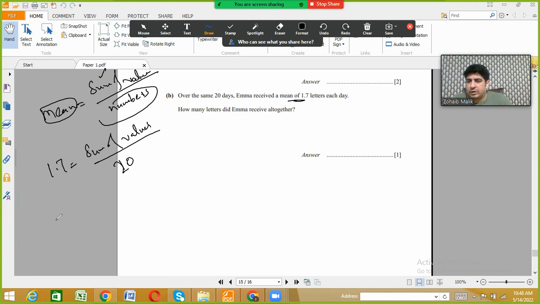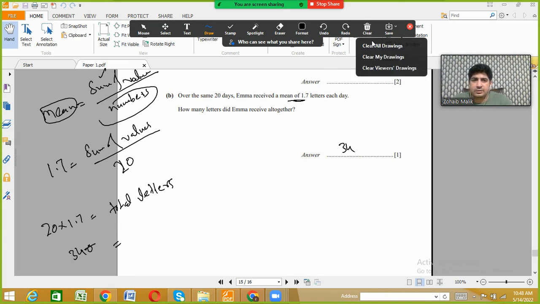So 20 will go and multiply this one. 20 into 1.7 is equal to the sum of values, or you can consider it the total letters. So 17 times 2 is 34, and because there is one zero, this is 340, and due to the one decimal place, this would be 34. So she received 34 letters altogether.